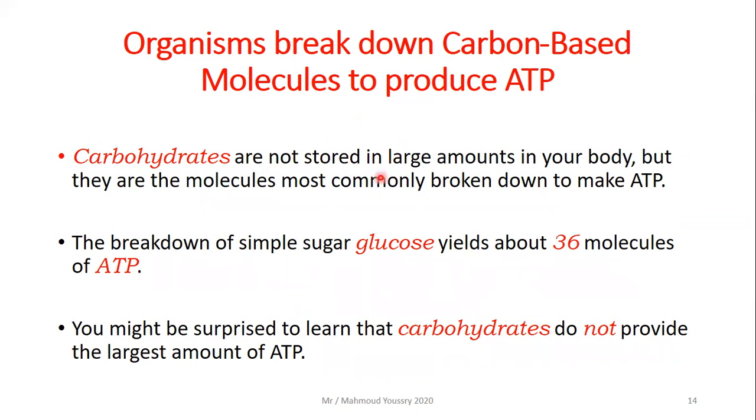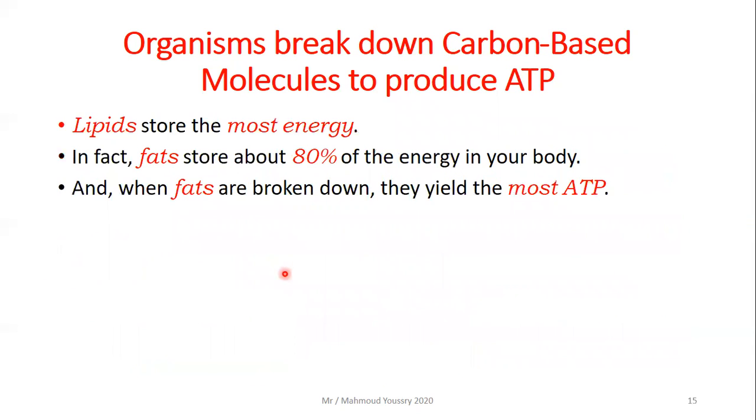Carbohydrates are not stored in large amounts in your body. These are the sugars, but they are the molecules most commonly broken down to make ATP, okay? The breakdown of a simple sugar like glucose yields about 36 molecules of ATP. This is great. You might be surprised to learn that carbohydrates do not provide the largest amount of ATP. Okay, this is strange, but look at this.